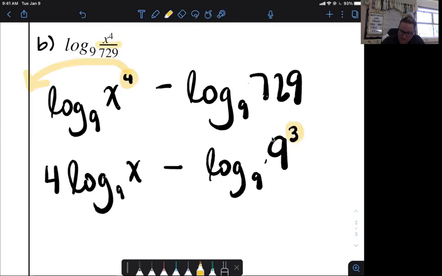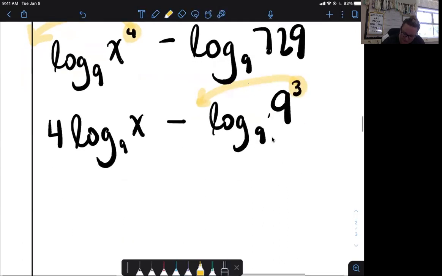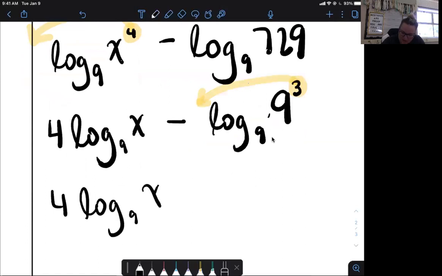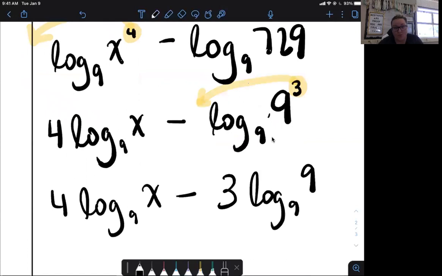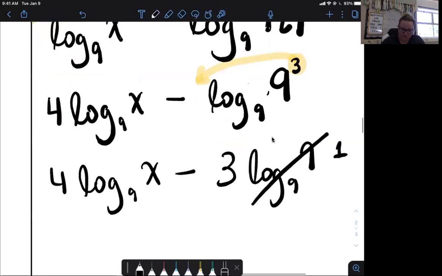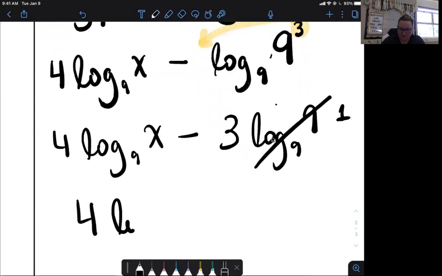Well, using the power property one more time, I'm going to bring that 3 out in front here. I'm going to have 4 times the log base 9 of x minus 3 times the log base 9 of 9. And what is the log base 9 of 9? It's 1. So this is really 3 times 1, which is just 3. So 4 times the log base 9 of x minus 3 would be our final answer.